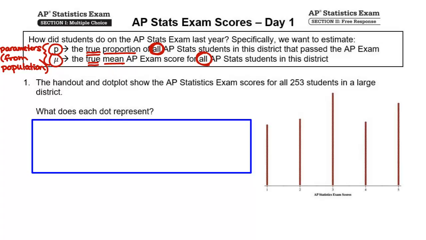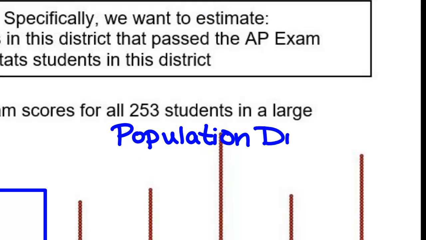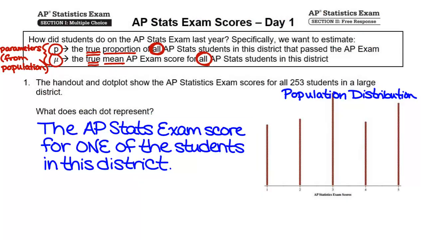What does each dot in this dot plot represent? A student who took the AP exam and their score on that AP exam. We call this the population distribution. And as Aiden said, each of those dots represents one AP Stats exam score for one of the students in this district.